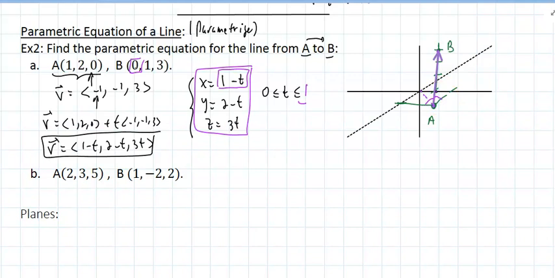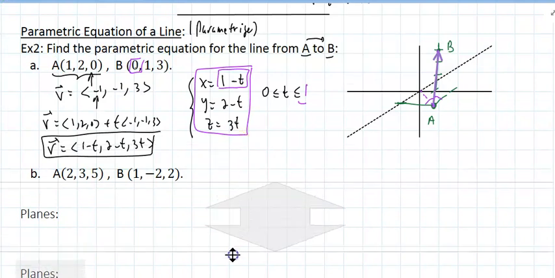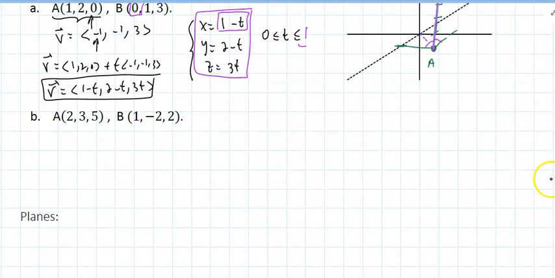And if I look at the second example that I have, same deal. I would say, well, let's find V. V is end minus beginning. 1 minus 2 is a negative 1. Negative 2 minus 3 is negative 5. And 2 minus 5 is negative 3. Okay. I'm losing my touch.